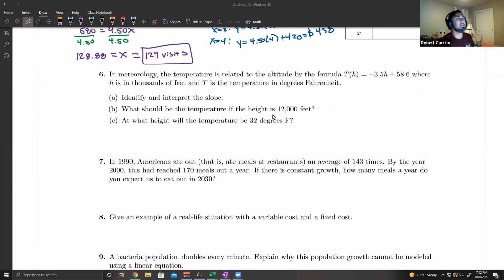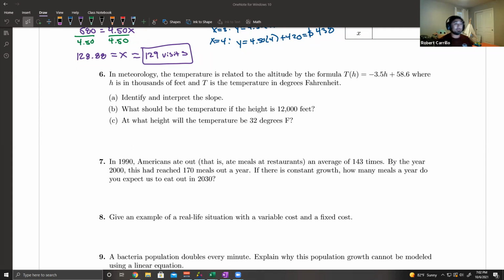Number 6. In meteorology, where's my pen? Dun, dun, dun. I can't do much if I don't have my pen. Oh, I wonder if my daughter hid it from me. Oh, no, found it. Cool.